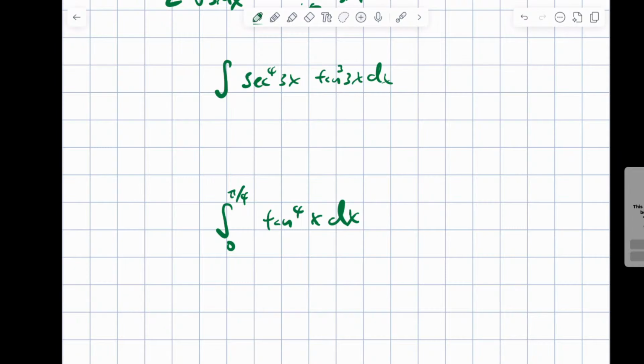You do not need to do DI. Just stay simple. Stay simple. Do not do DI. DI is only for LIATE combination or L by itself, I by itself. This is just trig by itself.